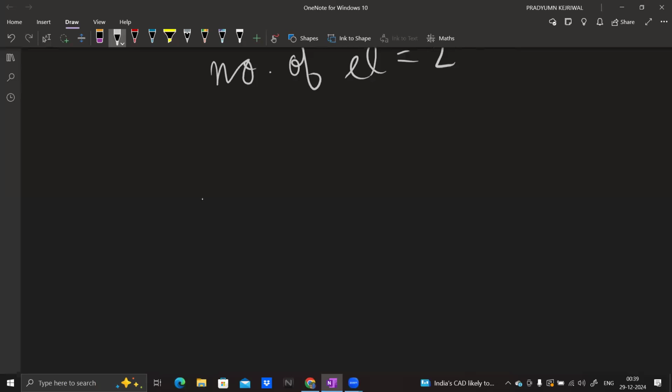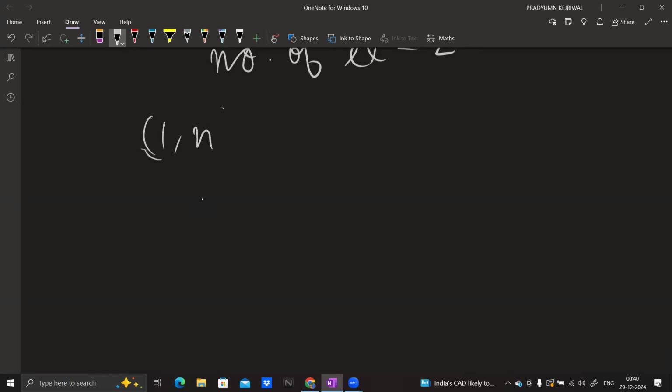But how will I use this? Let's say I want to calculate the answer for 1 comma n. Then I'll write a recursive function. Now this is implementation, right? The logic is this only. But let's see how we want to implement it.